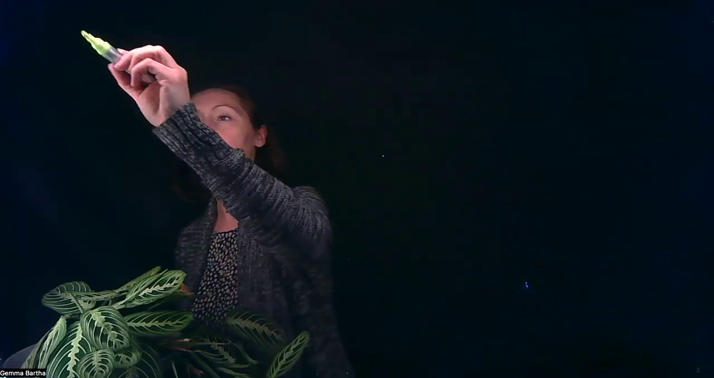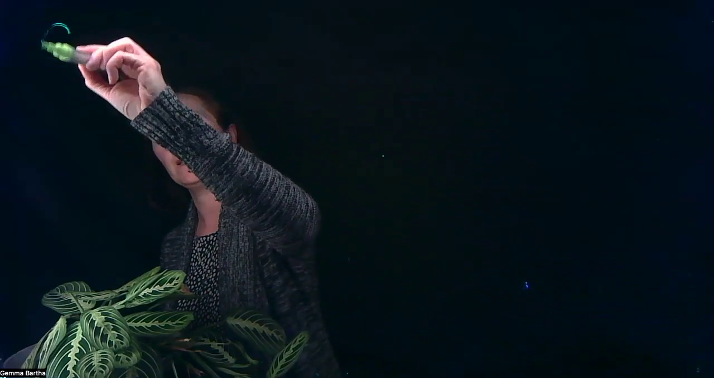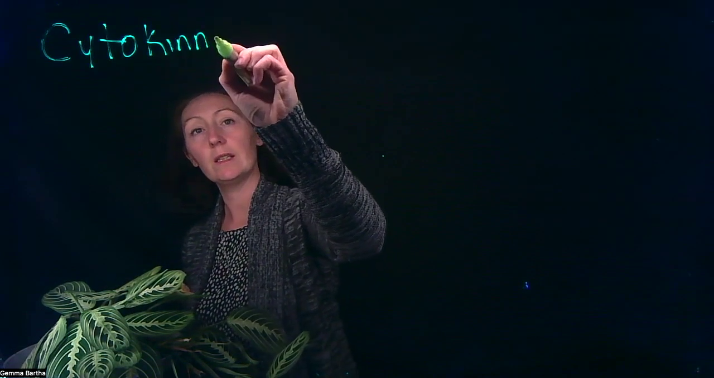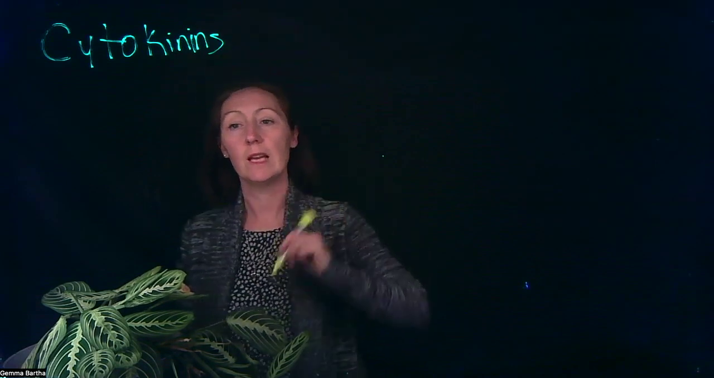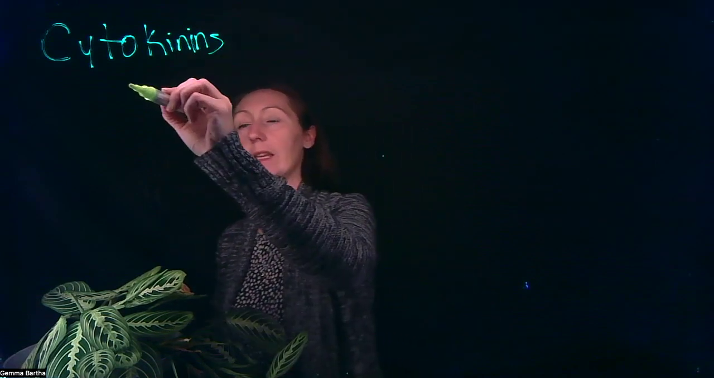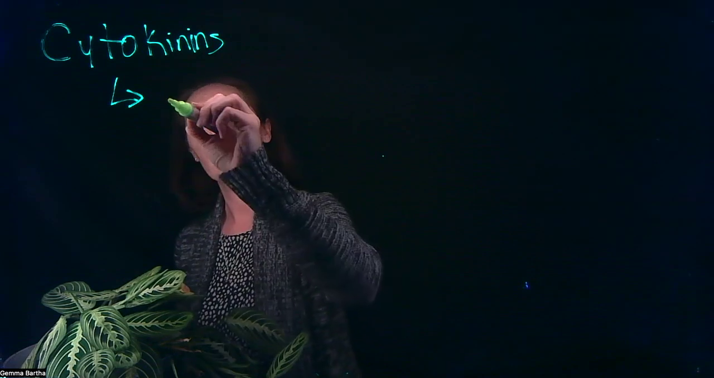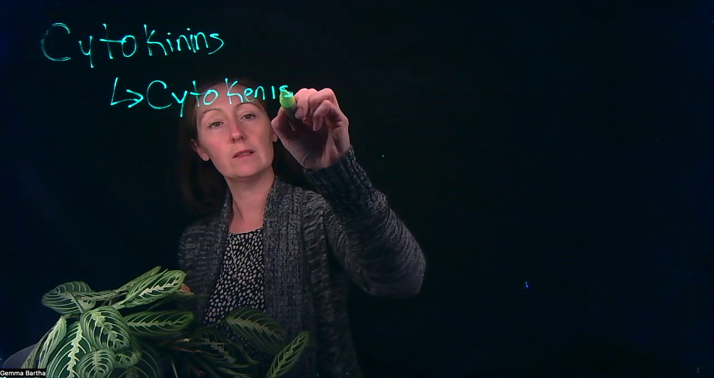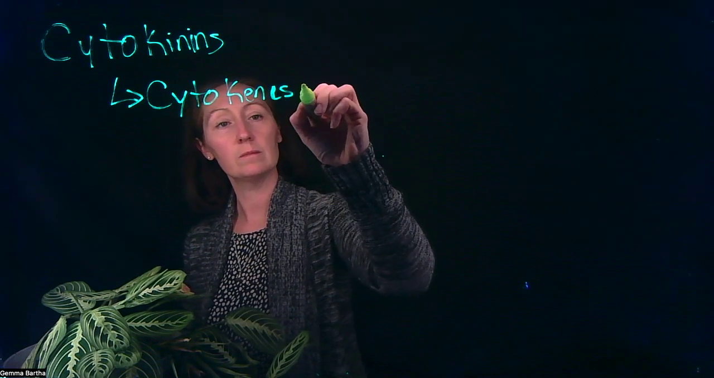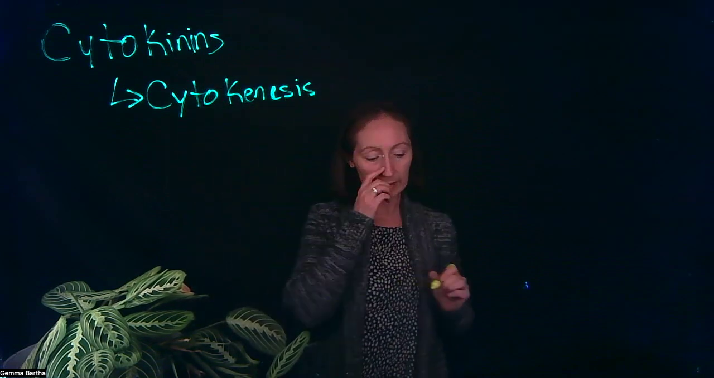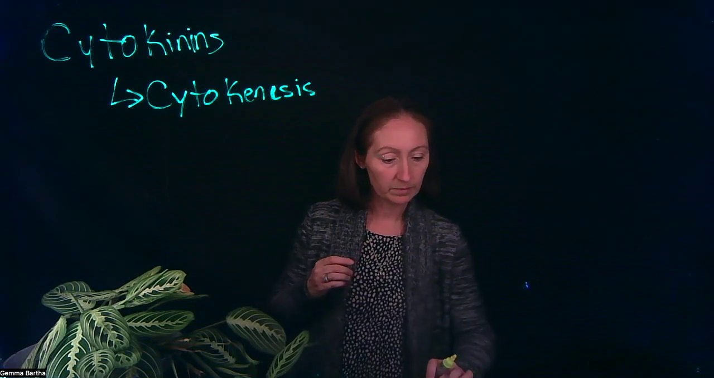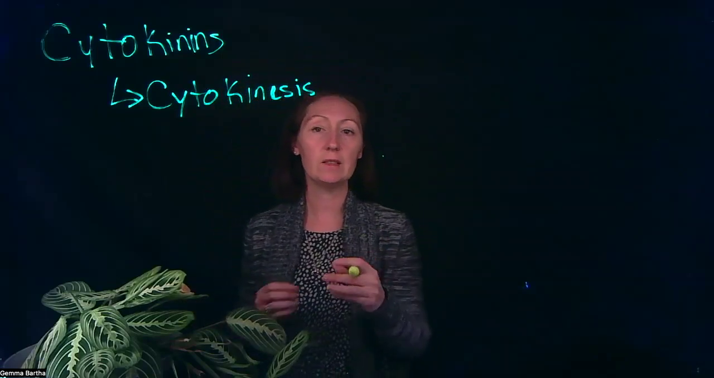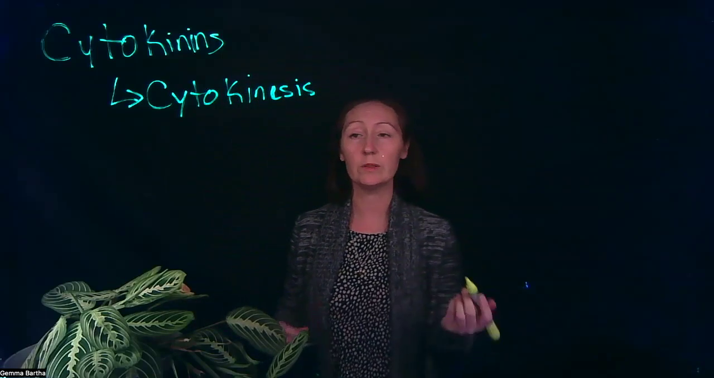Okay, so the next plant hormone that we're going to be looking at is cytokinins. And this looks a lot like cytokinesis. Okay, and cytokinesis, spell that correctly, is the end part of mitosis, right?